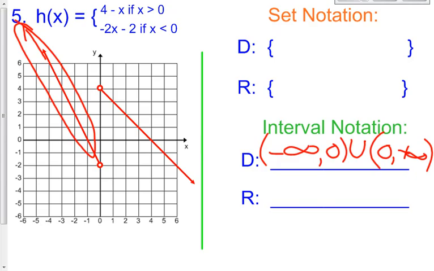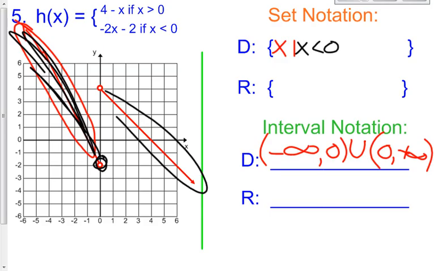So for your set notation for the domain, what does your x value include? X such that x is all the numbers that are less than 0. X such that x is less than 0. But isn't it also all the numbers that are greater than 0? All these numbers also work for x, the ones that are greater than 0. So we would also have, or x is greater than 0.